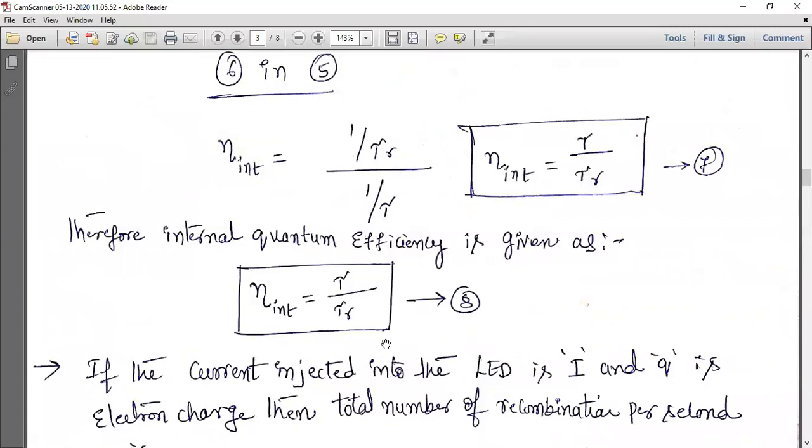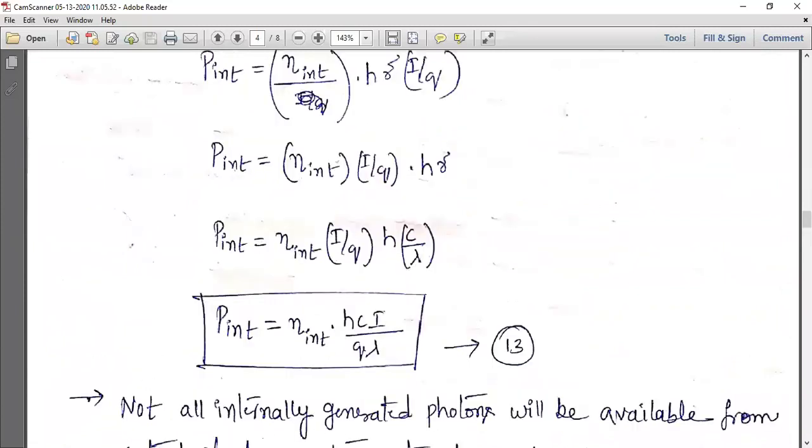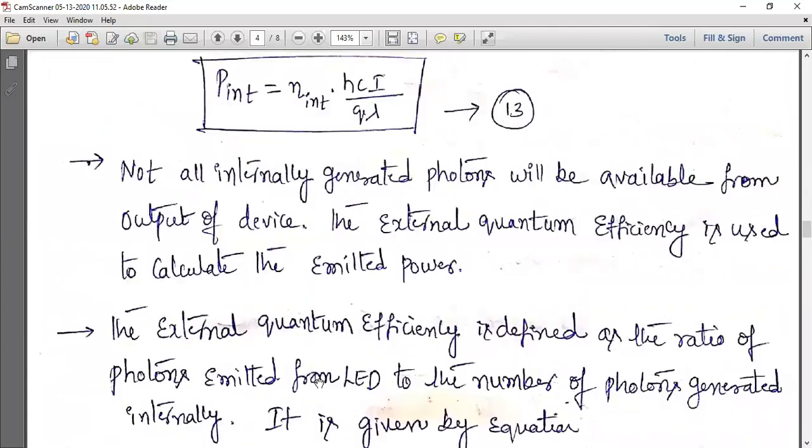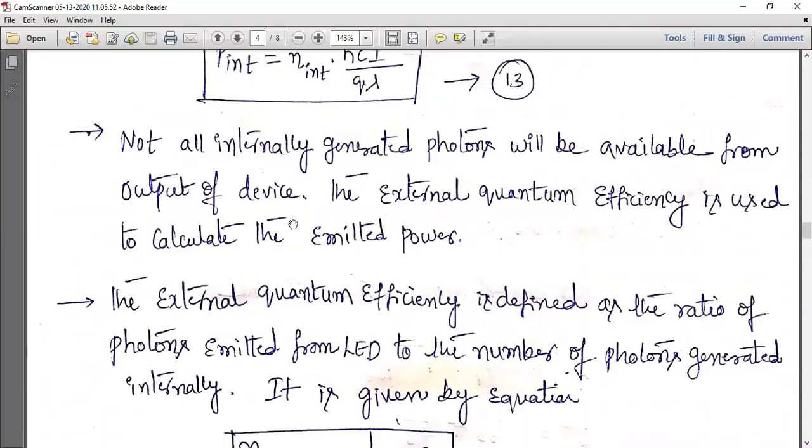So when it is coming out, there may be some extra things, noise may be added, or internally generated distortion may be there, so that may also affect. So considering those things, we come out with the external efficiency. Not all the internally generated photons will be available from the output of the device. The external quantum efficiency is used to calculate the emitted power.